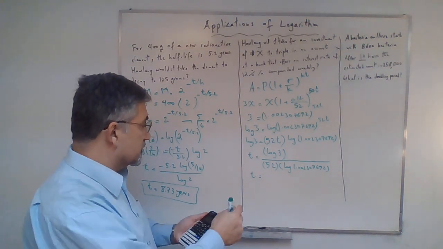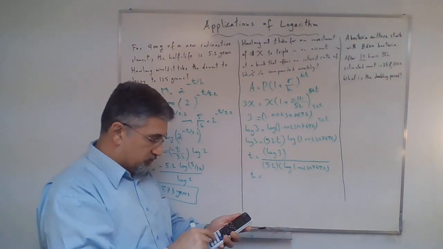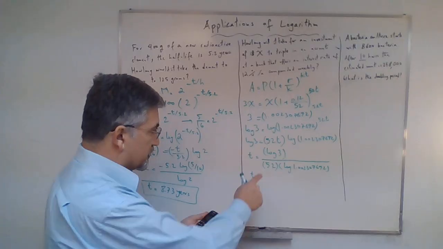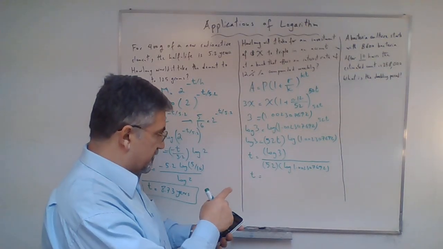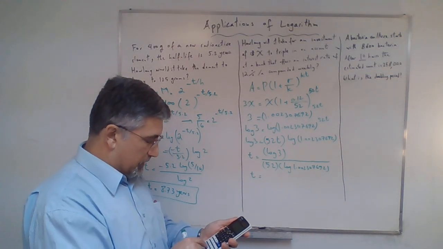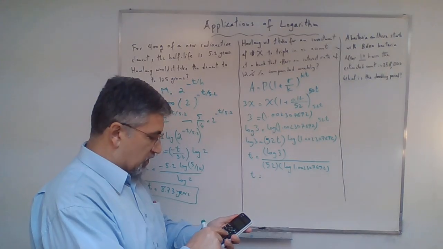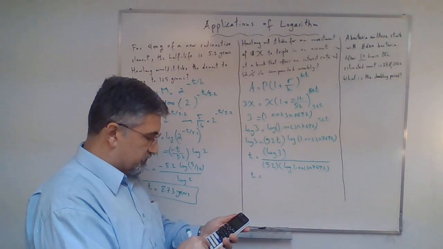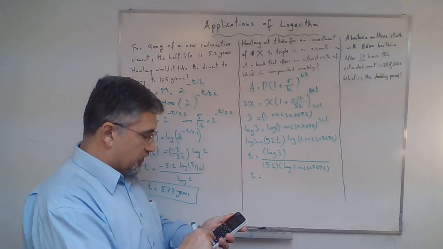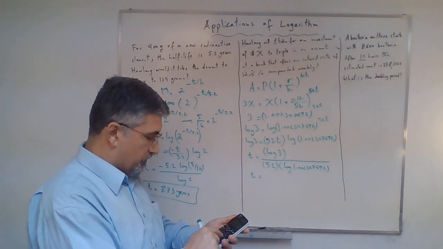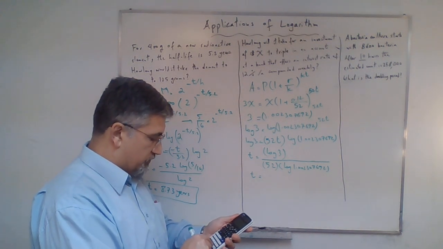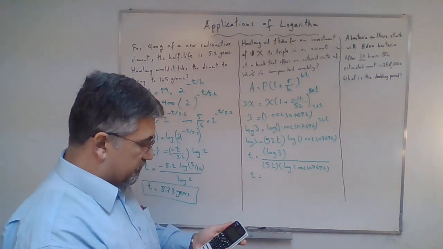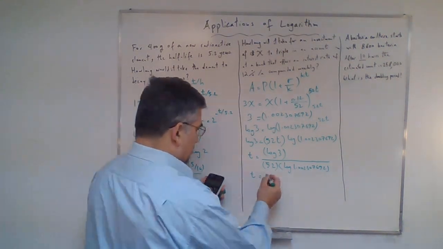So I got log of this. I'm going to multiply that by 52. And then I'm going to put in the denominator and divide log of 3 by this result. So log of 3 divided by the result, I end up with 9.16.